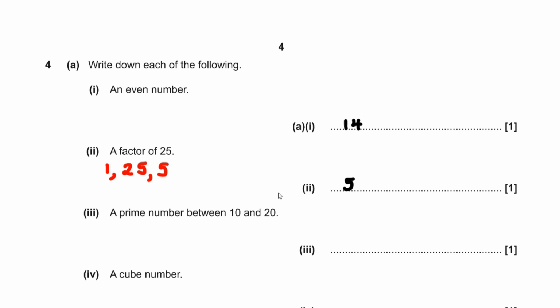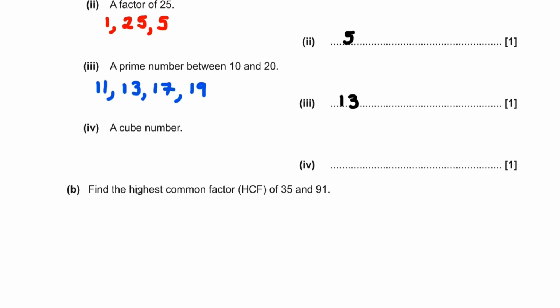Next, a prime number between 10 and 20. Well, let's list the prime numbers between 10 and 20. We've got 11, 13, 17, 19. We can write down any of these. 13 is a prime number between 10 and 20. Next, we have to write down a cube number. Well, a cube number is a number multiplied by itself 3 times. So for example, we could have 2 cubed. And if I work out what 2 cubed is, we get 8. So 8 is a cube number.